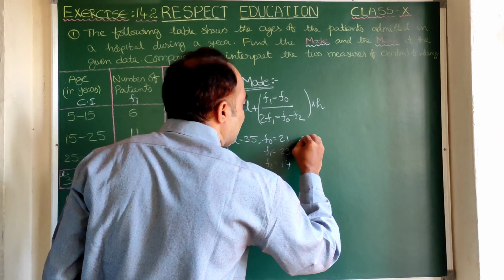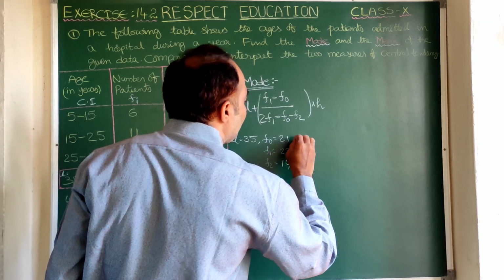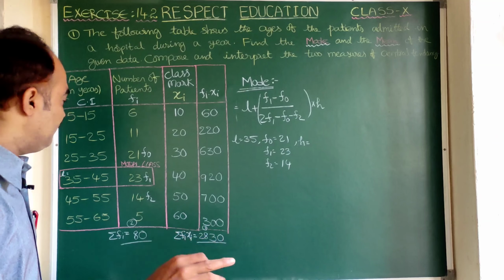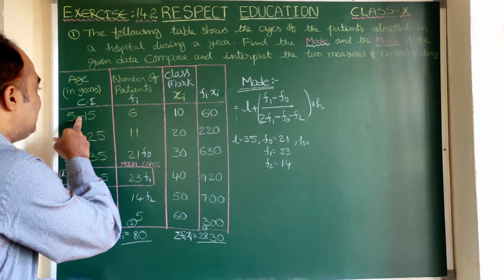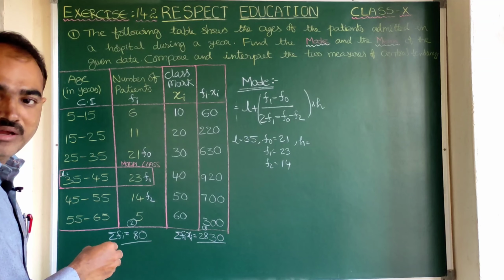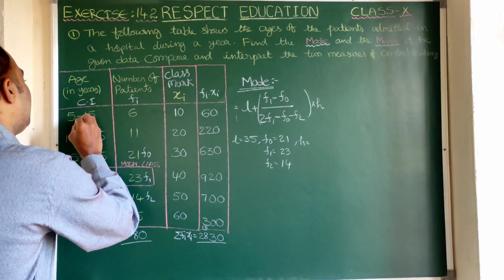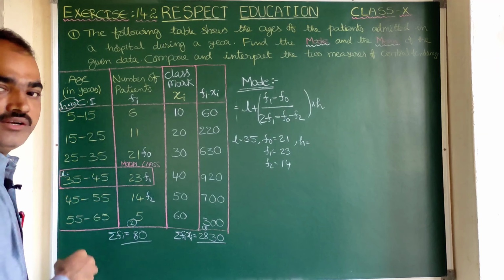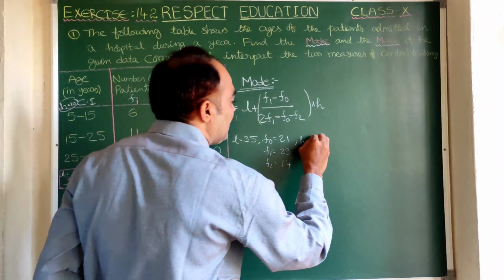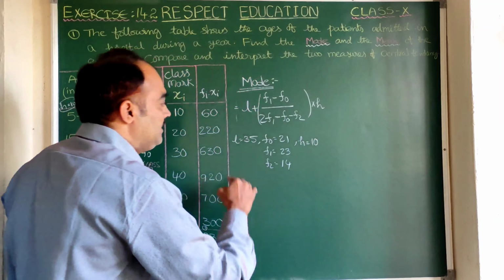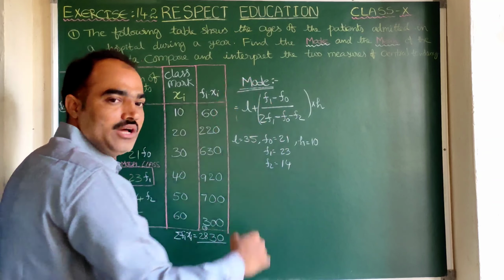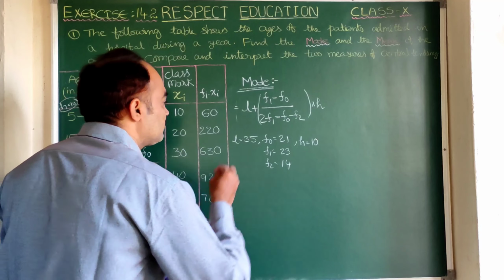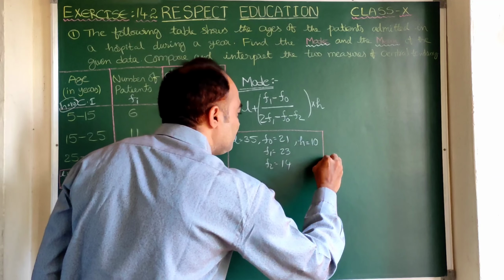So here let us write H value now. H is nothing but the height or width of the class interval. See here the difference, 15 to 5. What is the difference between 5 and 15? 10. So here I am writing H is equal to 10. The same H here I am taking. These are the values to be substituted in the formula. Clear? Now let us add one by one. These are the values.